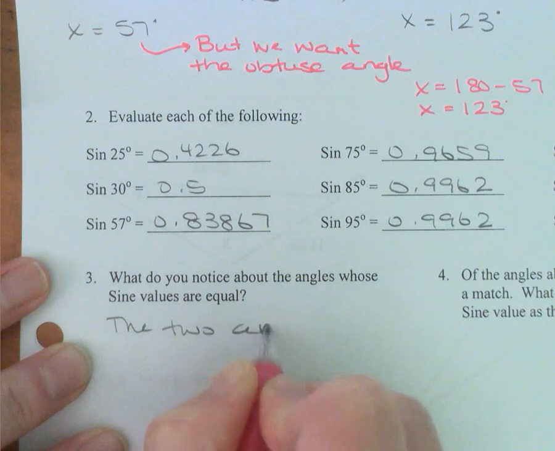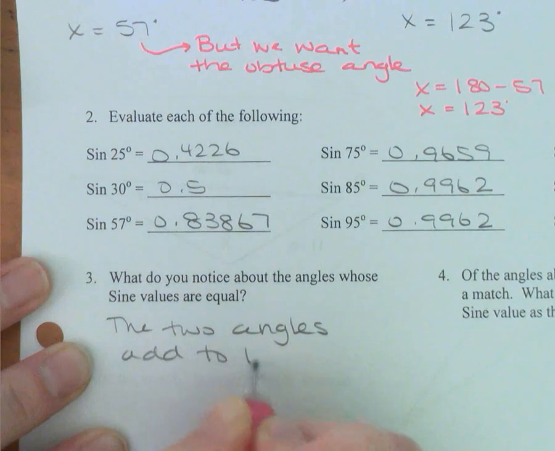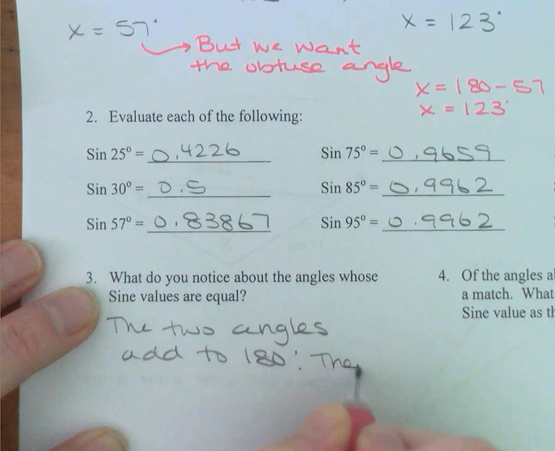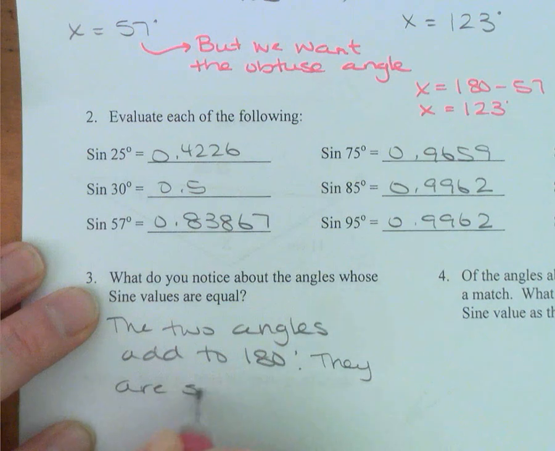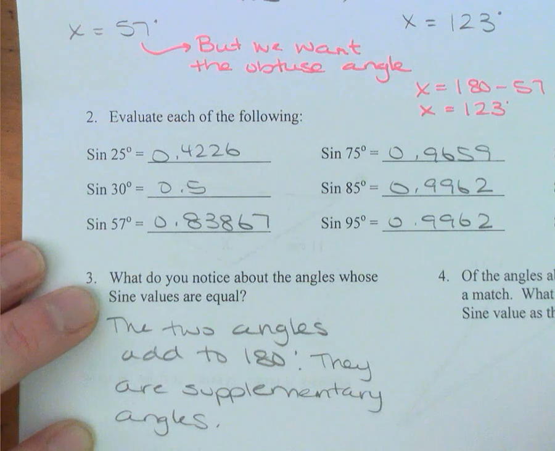So the two angles add to 180 degrees. We can say they are supplementary angles. That means they add to 180.